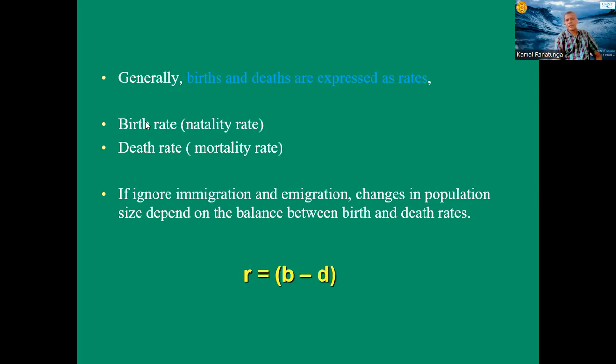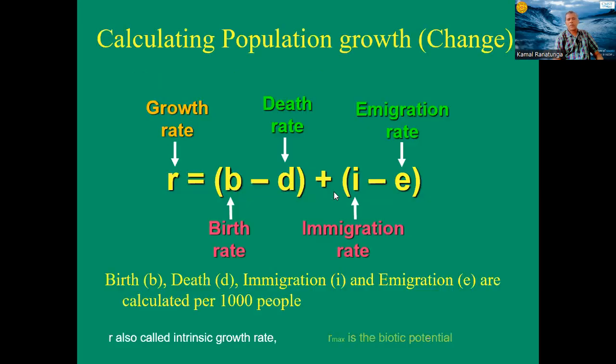So as I mentioned before, births and deaths are usually expressed as a rate. Saying one birth or two births has no meaning, but it has to be a rate, like for 1,000 individuals, how many births? So that becomes a rate, right? And we call it the birth rate or the natality rate, whereas the death rate is the mortality rate, right? The natality rate and mortality rate, right?